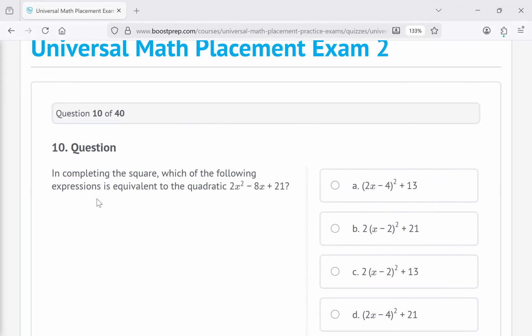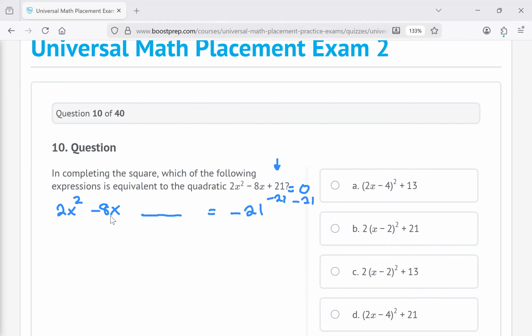Completing the square. Which of the following expressions is equivalent to the quadratic 2x squared minus 8x plus 21? So they want you to complete the square. How do you complete the square? Simple. First thing I'm going to do is set this to 0. Then I'm going to move the constant, which is 21, to the right. So now you have 2x squared minus 8x blank space, and on the right, you have negative 21.